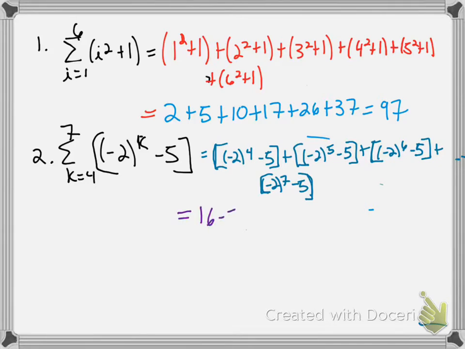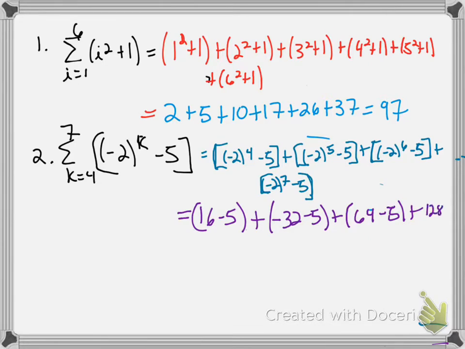So 16 minus 5 for my first term. Plus, and then now this is going to be to an odd power, so now it's going to be negative. And then it's times one more 2, so that gives me -32 minus 5. The next one's to an even power again, so 32 times 2 is 64. And then we have 2 to the 7th, another 2 times that 64 is going to give me 128 minus 5. Okay, I forgot my negative. That was a close one.